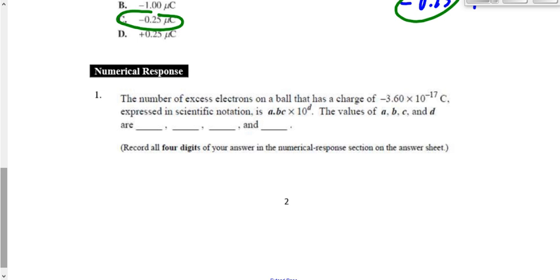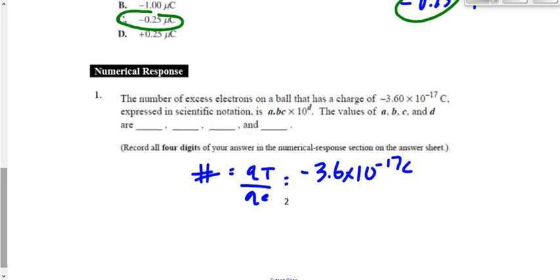All right, next question. The number of excess electrons on a ball that has a charge of negative 3.6 times 10 to the minus 17 coulombs is what? We did a question almost exactly like this. How do you find a number of electrons? How do you find the number of oranges? Total mass divided by the mass of one orange, or in this case, it would be the total charge divided by the charge of one electron. Negative 3.6 times 10 to the minus 17 coulombs divided by negative 1.6 times 10 to the minus 19 coulombs, which we can get off our data sheet.